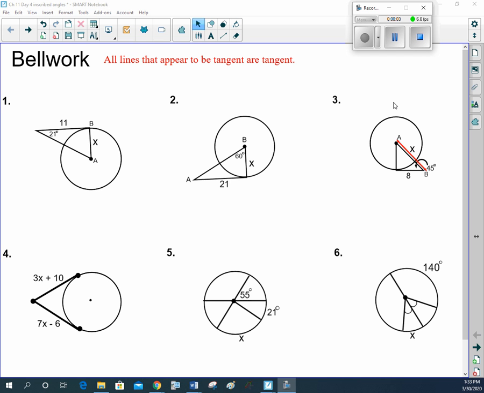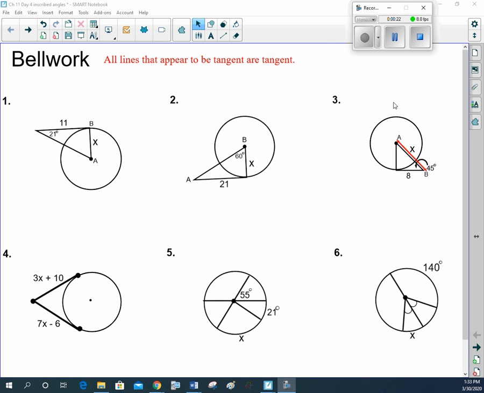Okay, this bell work reviews all of the theorems that we've learned so far in this unit about circles. So this first question, number one, the first few deal with the first section. Up here in the directions, it says all lines that appear to be tangent are tangent.